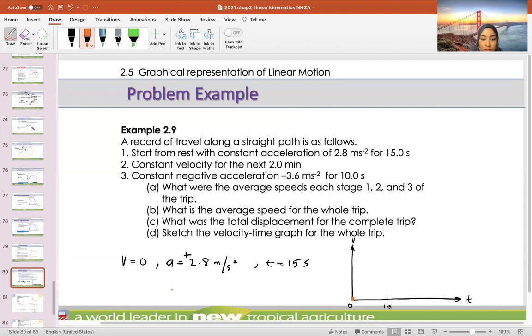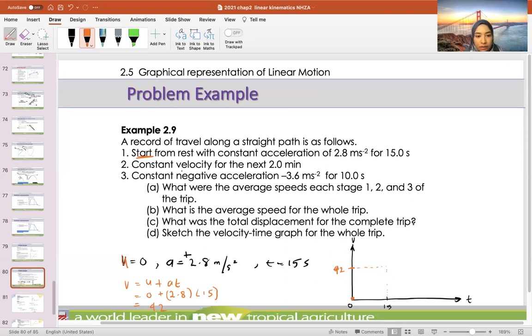I use my linear kinematic equation. V equals U plus AT. I have my U, which is this guy, V equals 0. Basically, this is U because we started from rest. So it's a U. 0 plus 2.8. I have my time is 15 seconds. So my velocity is 2.8 times 15. That is 42. So at 15, this should be 42. We roughly sketch first. So this is a 42, even though it looks like that.